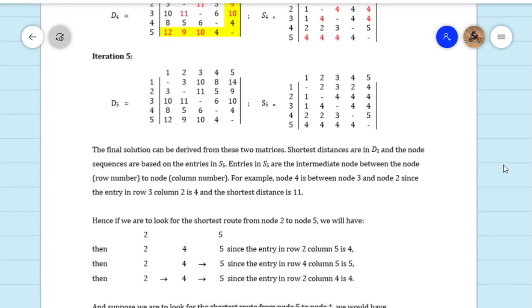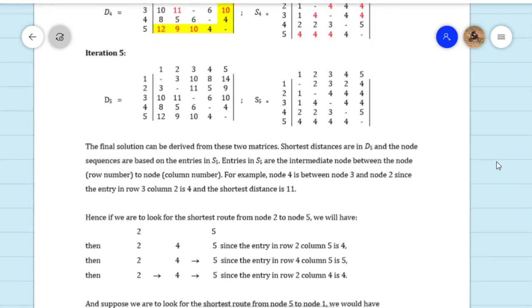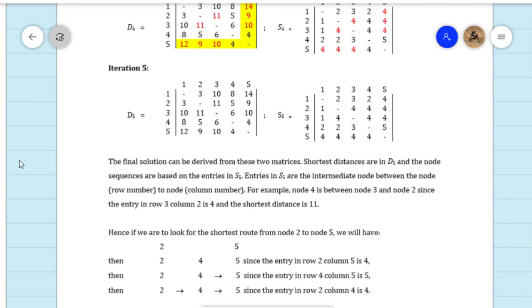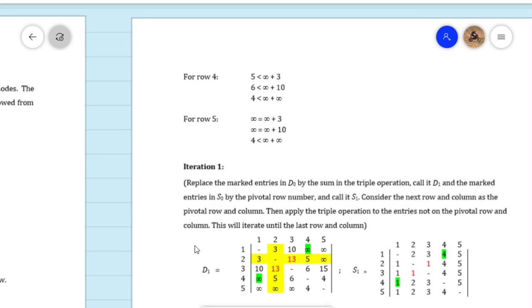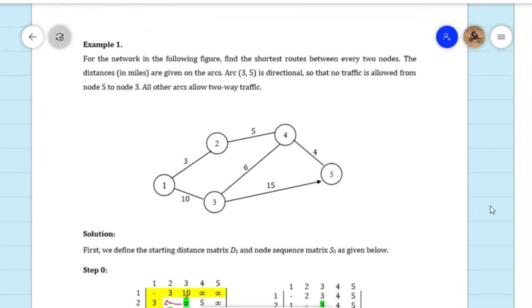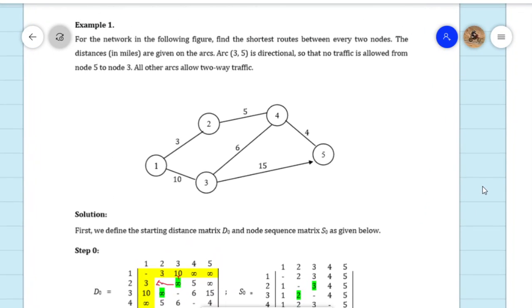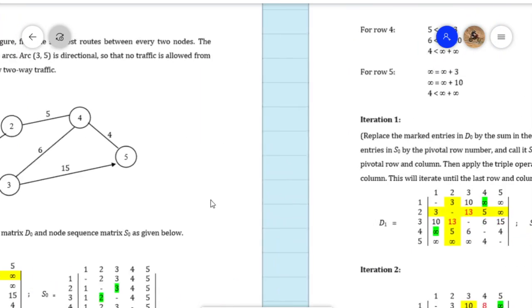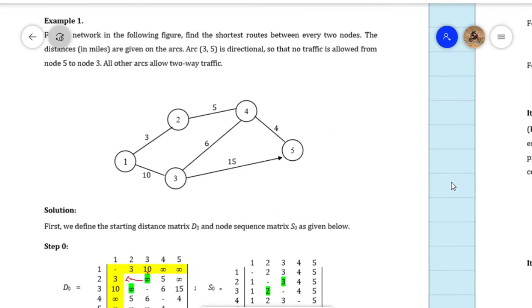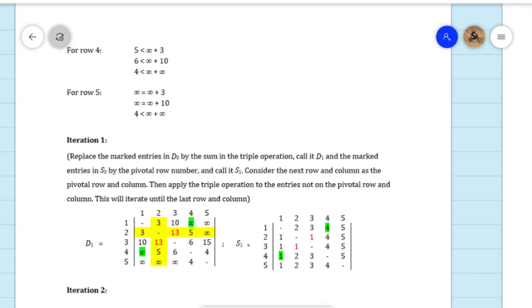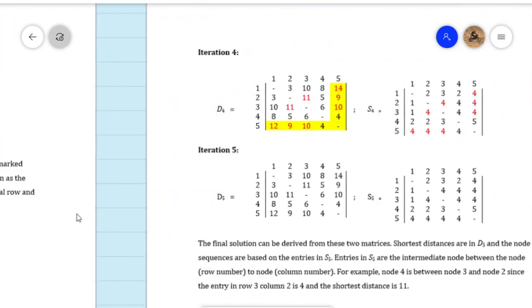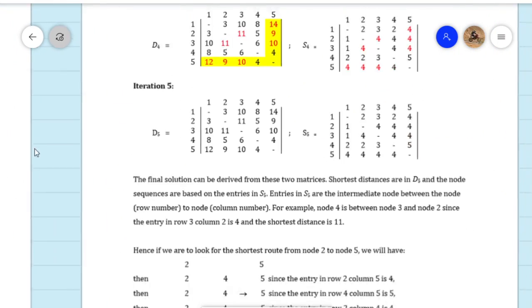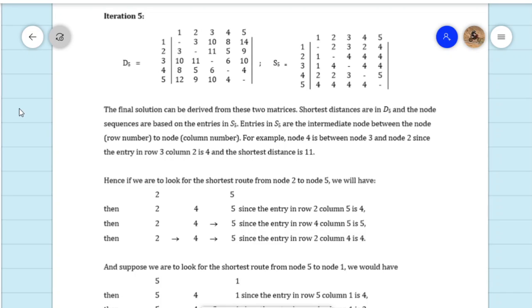So, how do we answer the question? If we go back to the instruction, we were instructed to find no particular pair. Okay. We'll just consider any pair. Anyway, we can determine the shortest routes between any pair of nodes in the network. So suppose we are to look for the shortest route from node 2 to node 5.